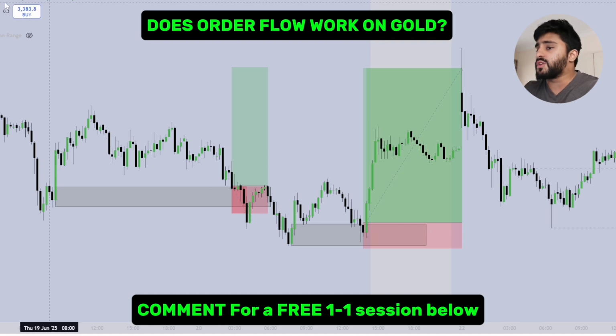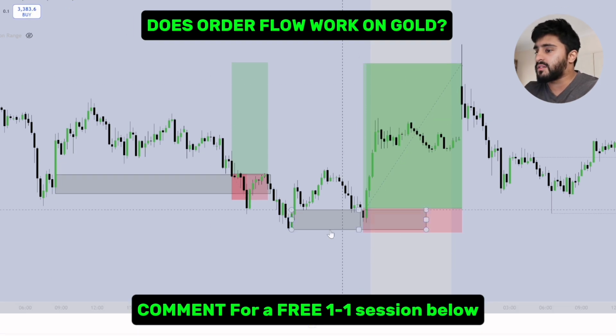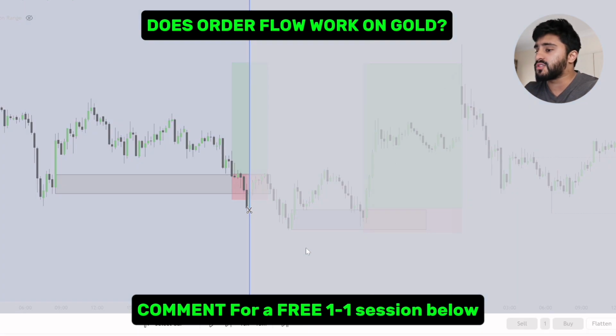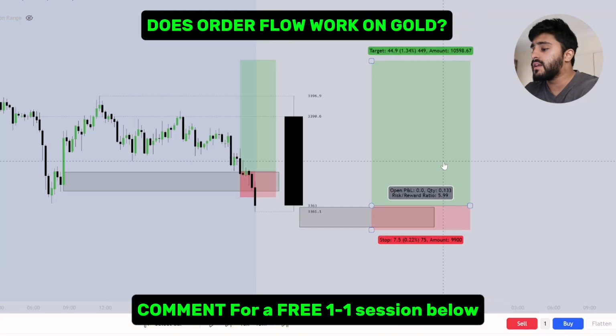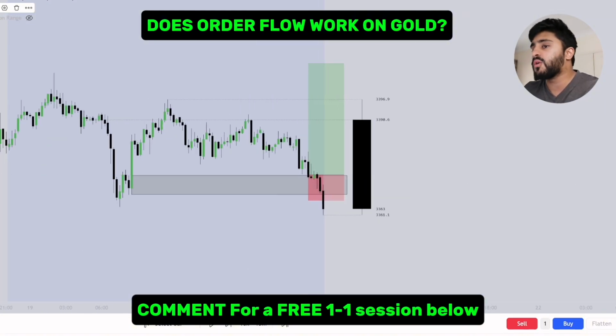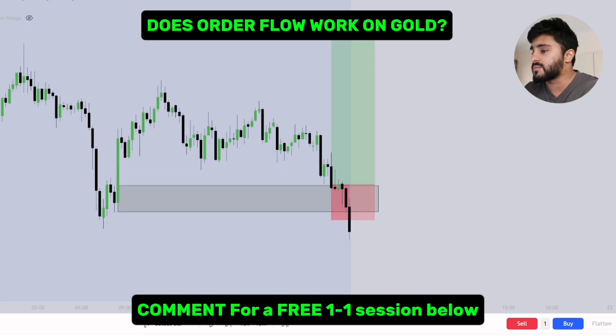When you use the order flow and footprint charts, you need to understand a couple of things, right? Not every fair value gap is going to hold, right? So we need to qualify our fair value gaps. And how do we qualify a fair value gap, right? I get lots of questions about this.